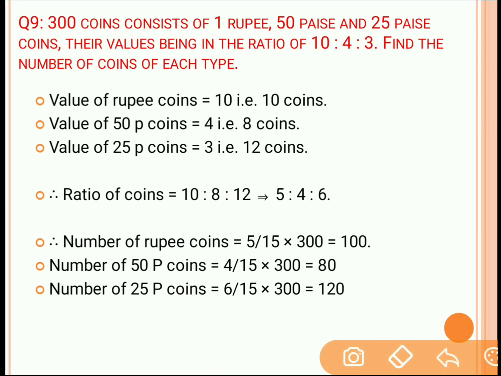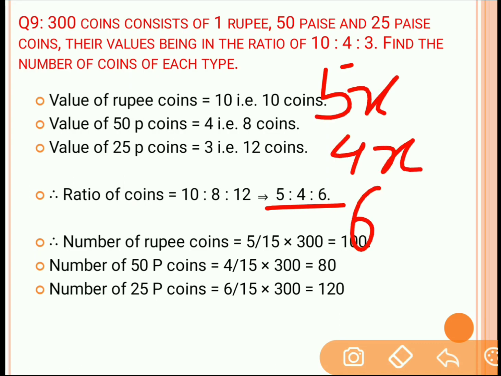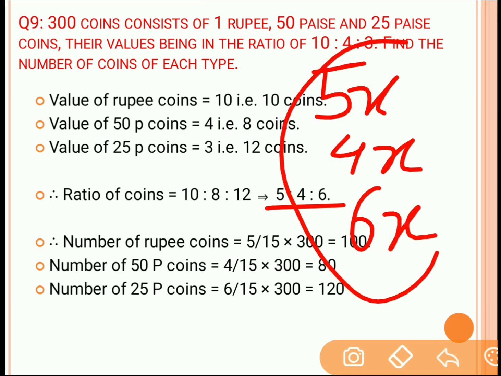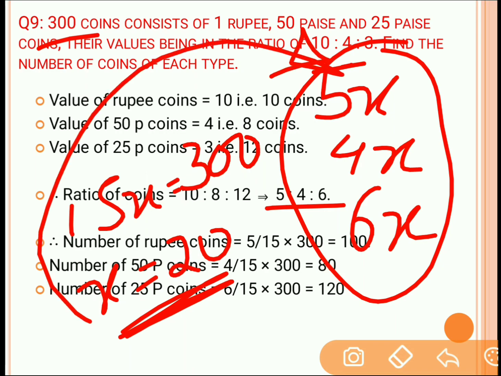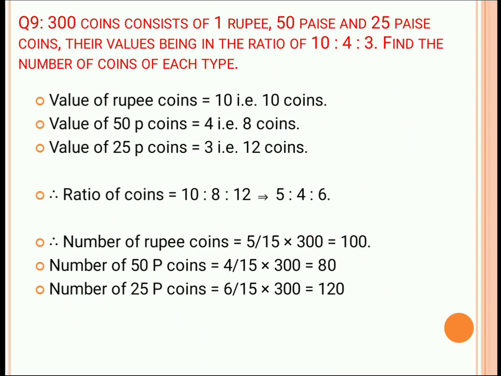The next way which you can do is, we know that the 1 rupee coins are in multiple of 5, 50 paisa coins are in multiple of 4, and 25 paisa coins are in multiple of 6. So we can add all these things, that is 15x is equal to 300 because the total number of coins is 300. So from here we can say that x is equal to 20. Once x is equal to 20, we can substitute this x into these values. So 1 rupee coins are 5x, which is nothing but 100. 50 paisa coins are 4x, which is 80, and 25 paisa coins are 6x, so that is equal to 120. So this is the end of question 9.